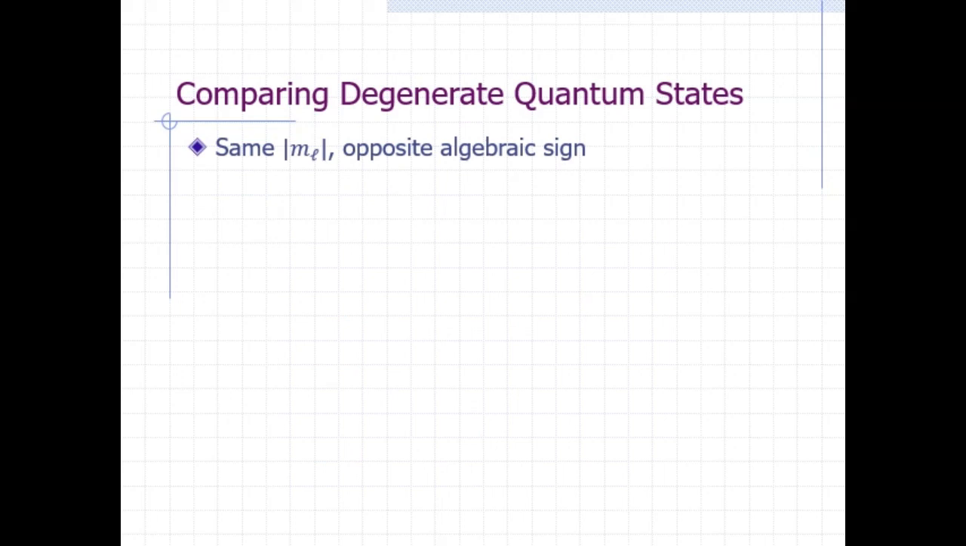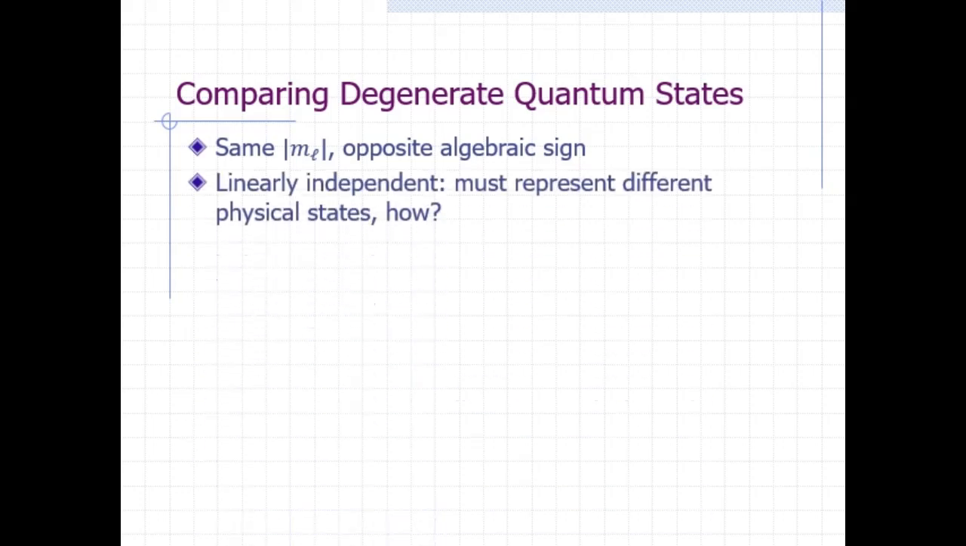We have seen that for a particle on a ring, degenerate states have m sub l values that have the same magnitude. They only differ in algebraic sign. We have also seen that although their real components are the same, their imaginary components have opposite signs. This makes the wave functions linearly independent, which means that they must represent different physical states. But how are the physical states different? Let's look at an example.